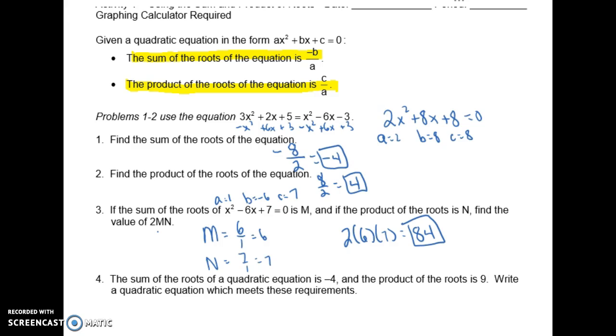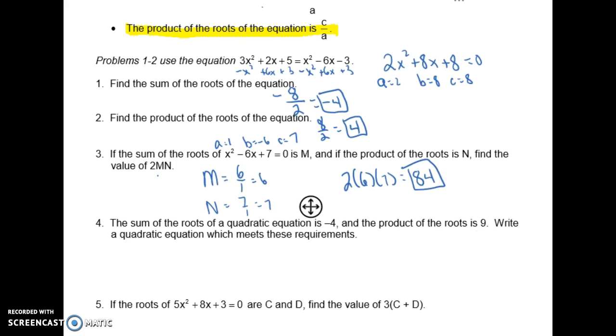On a question like number 4, we're kind of working backwards. So on this, what we're asked to do is find the equation. They're telling us what the sum is. They're telling us what the product is. We want to know what's a quadratic equation that could meet those criteria. So the sum we know is negative b over a, and that equals negative 4. We have c over a, which equals 9.